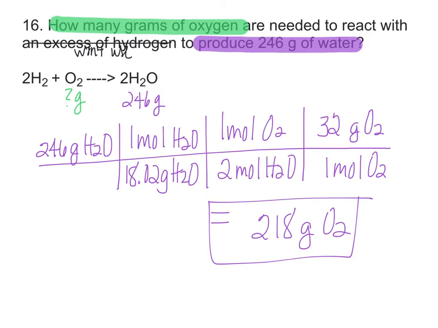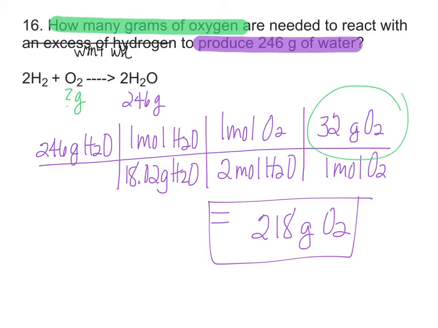Alrighty, how'd you do? Hopefully you got 218 grams of oxygen. If you got that, move on to the next slide. If you didn't, we need to spend a few minutes looking over what we did wrong. So compare your work to my work and see where you made the disconnect.